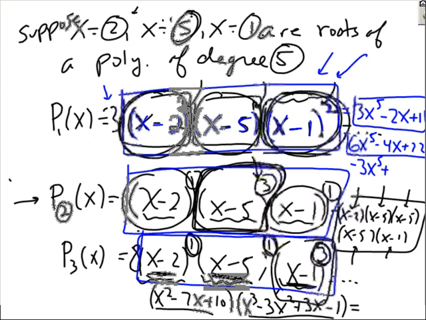We believe we got 3x to the 5th minus 2x plus 11, and then we double it.